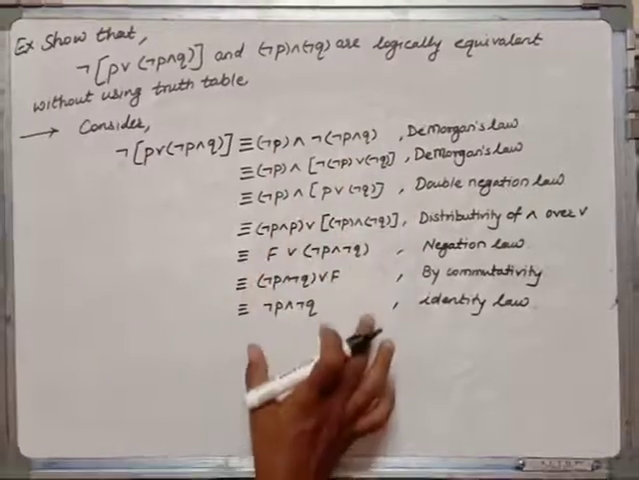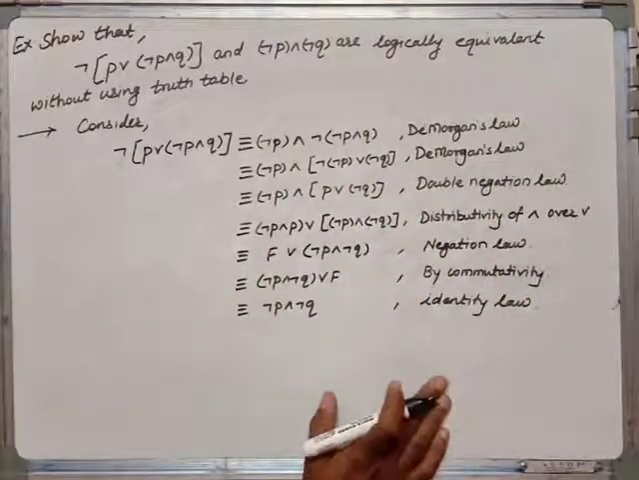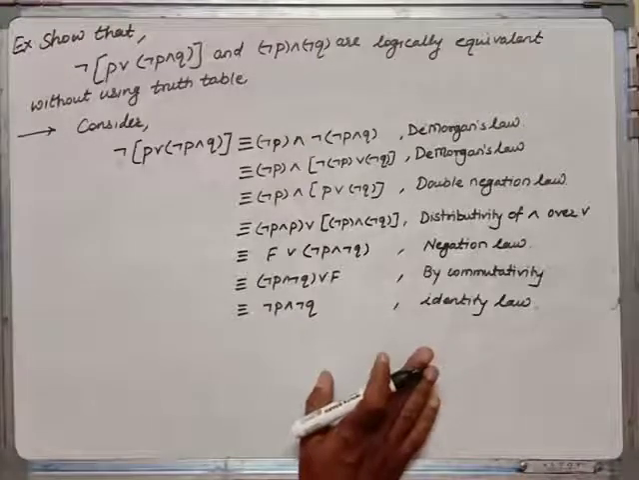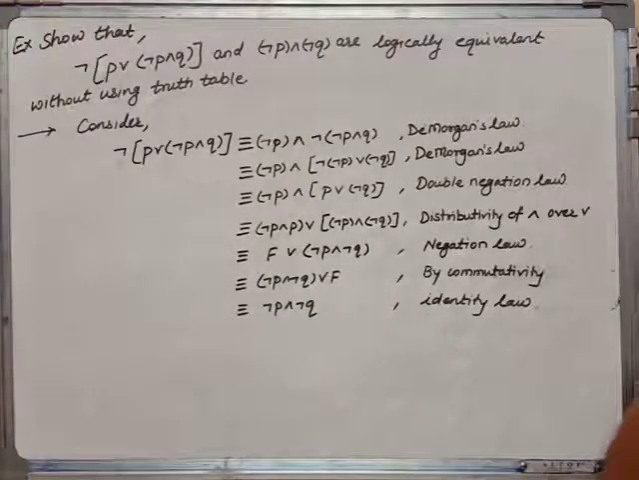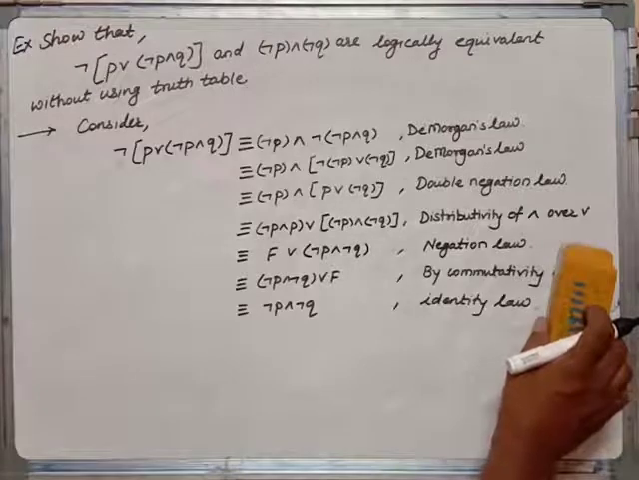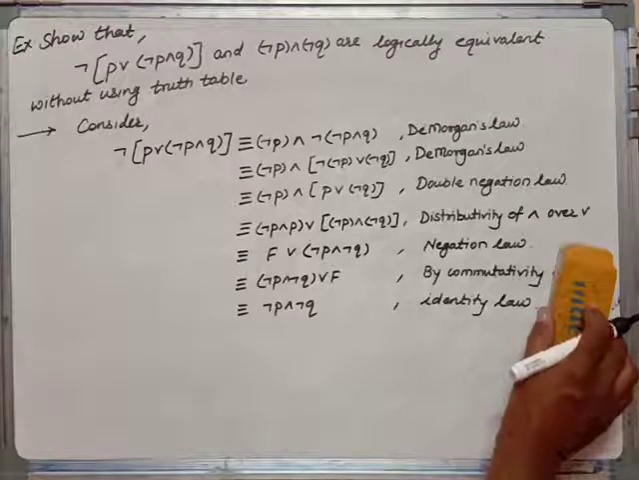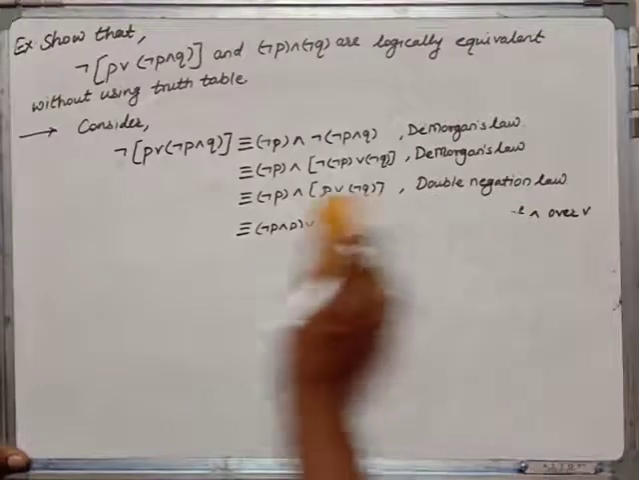Here we have used a sequence of logical identities. We haven't used a truth table. Now the next example depends on this. So let me take the next example.